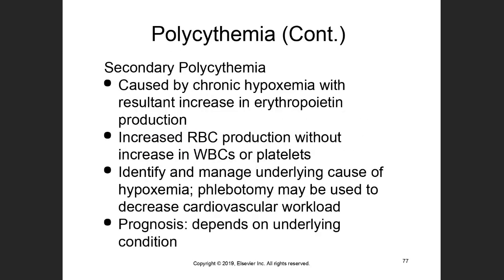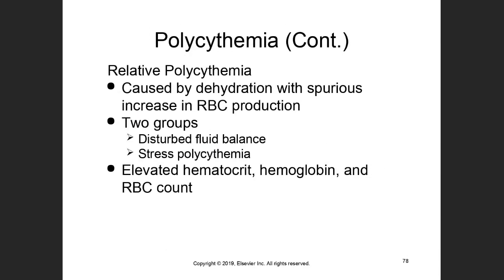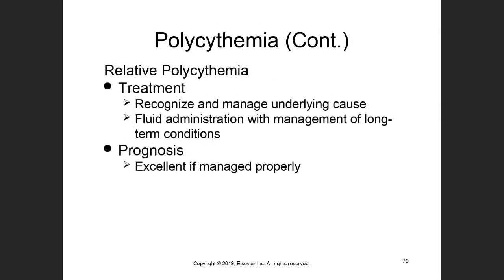Secondary polycythemia is caused by chronic hypoxemia and conditions that decrease oxygenation of the RBC, okay. And again, treatment could be phlebotomy. Relative polycythemia is caused by dehydration with a spurious increase in RBC concentration due to disturbed fluid balance, and stress polycythemia, with elevated hematocrit, hemoglobin, and red blood cell count. Treatment: recognize the problem and then treat the underlying condition.